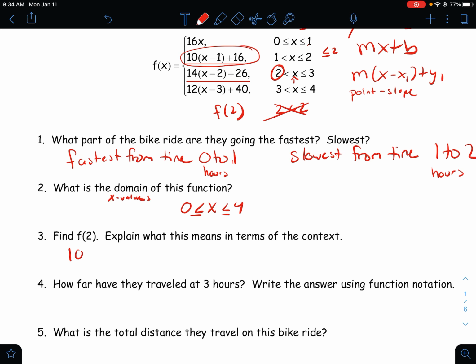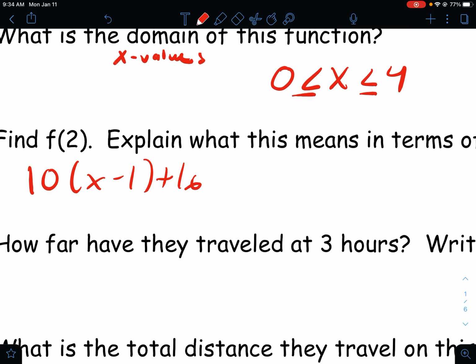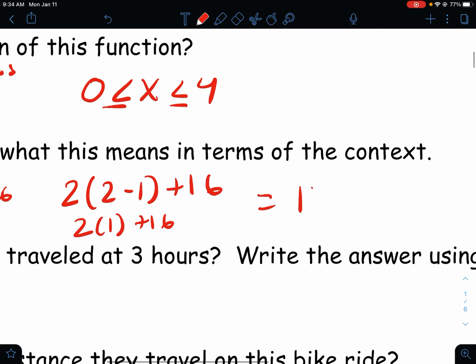All right, so let me write that down. And all we're going to do is plug in a 2. So we're going to do 2 times 2 minus 1 plus 16. So we get 2 times 1 plus 16, which is going to give us 18.